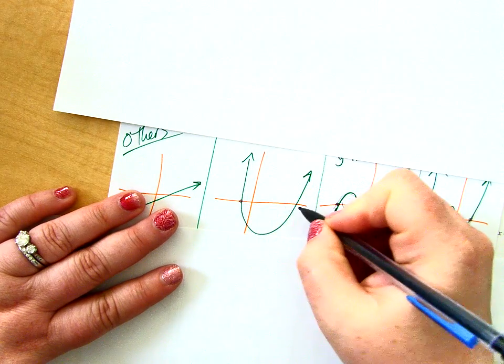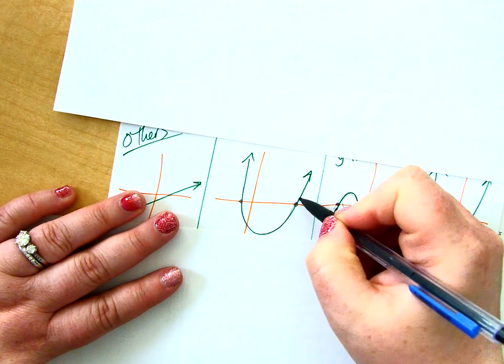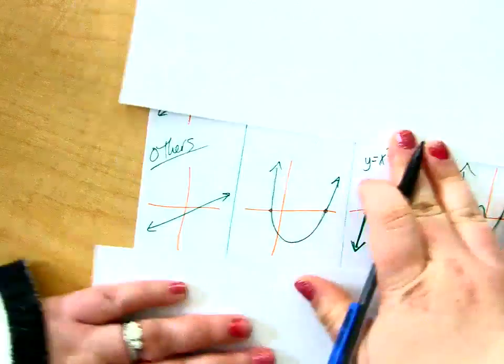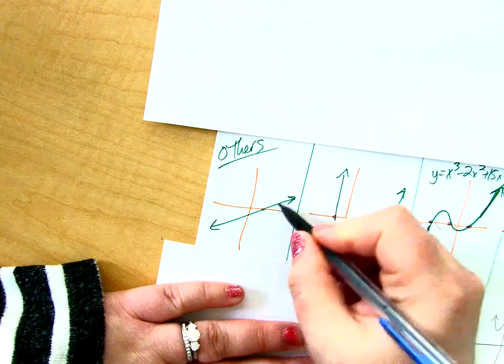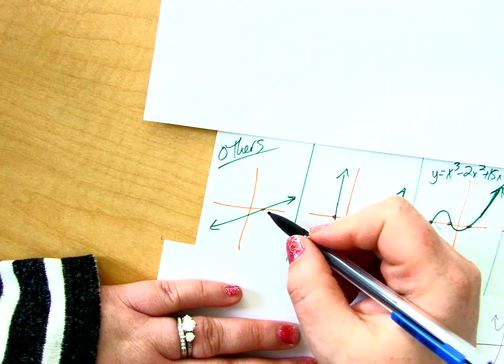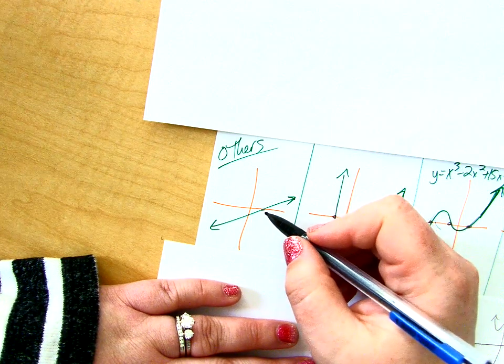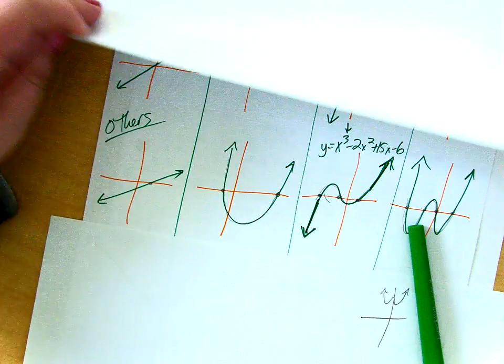Here, I already have my 2 solutions. How many times does it turn? Once. How many times does this thing turn? None. So yes, the maximum number of turns is just 1 less than the degree. That's it. So that's an easy answer.